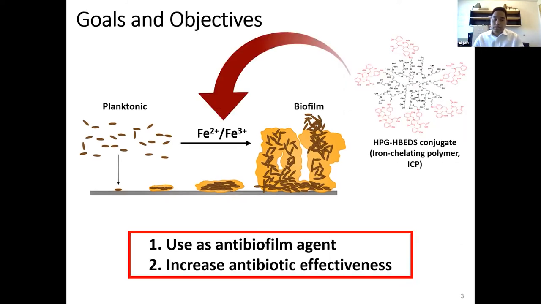So in order for bacterial cells to cluster into a biofilm, an important requirement for them is iron. And in this project, we are using an iron chelating polymer, HBED conjugated to HBG, to take away iron and lower its availability for the bacteria. As for our objectives, we wanted to determine whether we could use this iron chelating polymer as an anti-biofilm agent, and also use it as an adjuvant or as a boost to increase the antibiotic effectiveness when we combine the two of them together. Next slide.